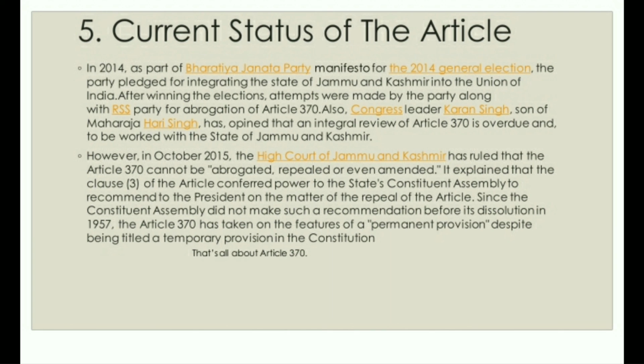However, in October 2015, the High Court of Jammu and Kashmir ruled that Article 370 cannot be abrogated, repealed or even amended. It explained that Clause 3 of the article conferred power to the state's Constituent Assembly to recommend to the President on the matter of the repeal of the article. Since the Constituent Assembly did not make such a recommendation before its dissolution in 1957, Article 370 has taken on the features of a permanent provision, despite being titled a temporary provision in the Constitution.